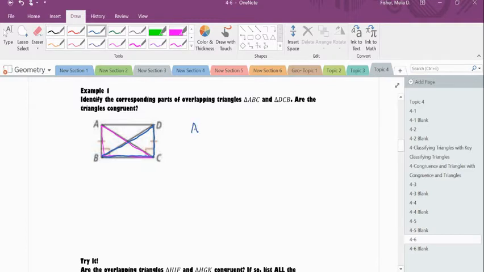We know that AB corresponds to DC. We know that AC corresponds to, I don't know what I wrote there, I should say DB. AC corresponds to DB. And then BC corresponds to CB.